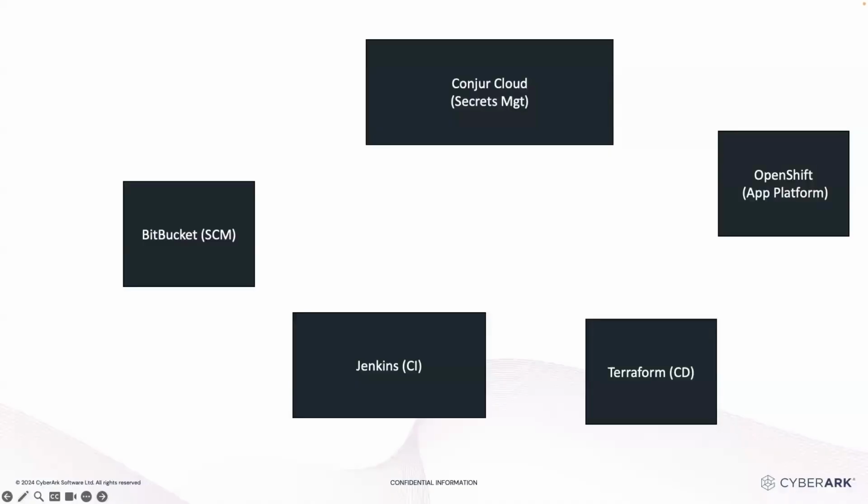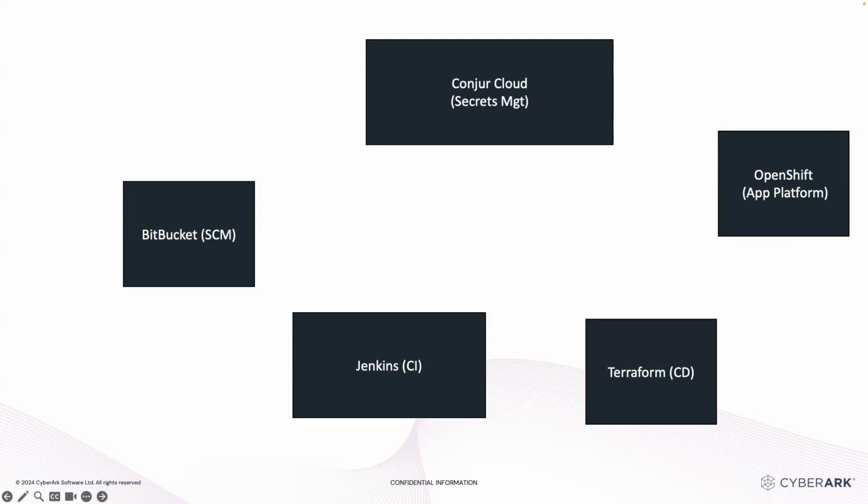This is a sample pipeline we have created. So here you can see a bunch of different components. Bitbucket is our source code repository. Then we are using Jenkins as our CI tool. We are using Terraform as CD. Applications are going to get deployed on OpenShift. And then we are leveraging CyberArk Conjur, which will help us secure the secrets across your entire pipeline, as well as applications sitting on the OpenShift environment.